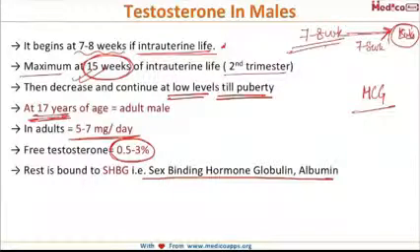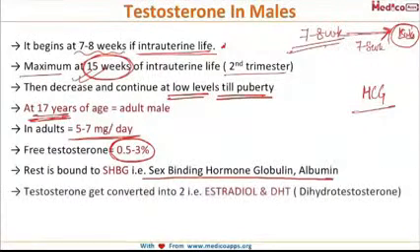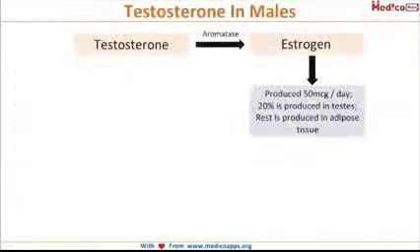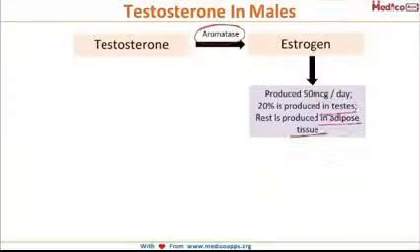Now this testosterone in males is converted into estradiol and dihydrotestosterone. And what are the enzymes involved in this? Testosterone is converted into estrogen by the enzyme aromatase. And where does it occur? 20% of this aromatization occurs in the testis and the rest in the adipose tissue. And this aromatization converts testosterone into estrogen. And what is the daily production of estrogen? It is 50 micrograms per day.